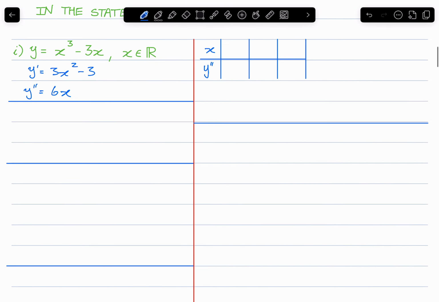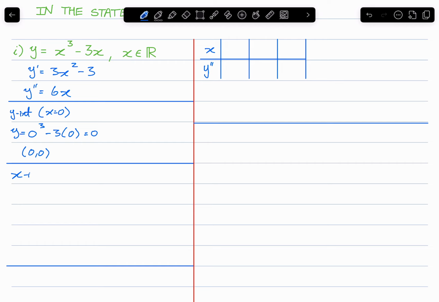Then from here, I like to find the y-intercept, which I hope we know is when x equals 0. So that will be y equals 0 cubed minus 3 times 0, which gives us 0. So the coordinates of our y-intercept are (0, 0).